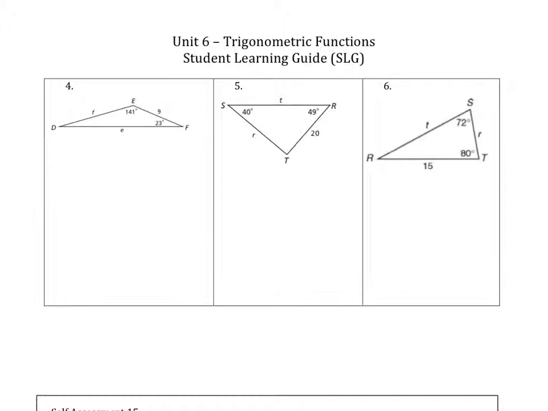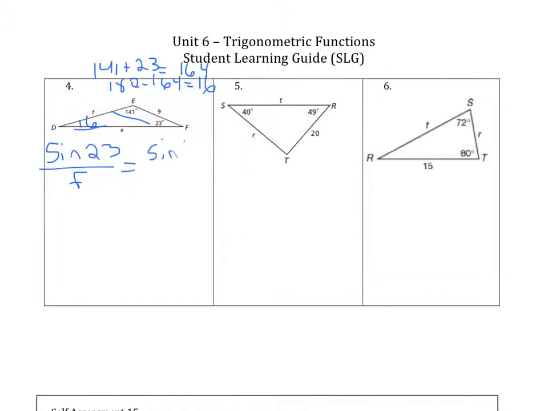For number 4, we know that 141 plus 23 is 164, and then we take that subtracted from 180, and I get 16, so I know this angle is 16, and I have sine of 23 over F equals sine of 16 over its corresponding side, which is 9, and then I can crisscross, and I have F equals 12.8.